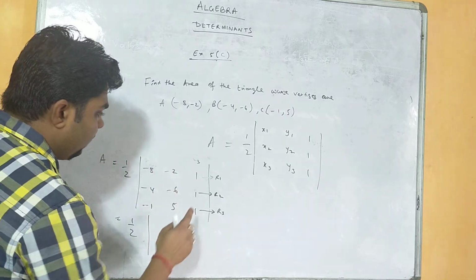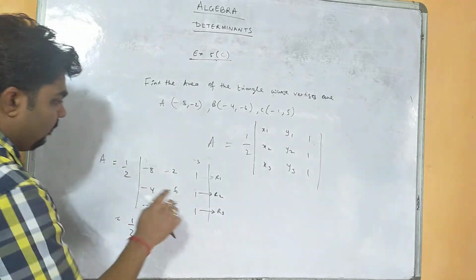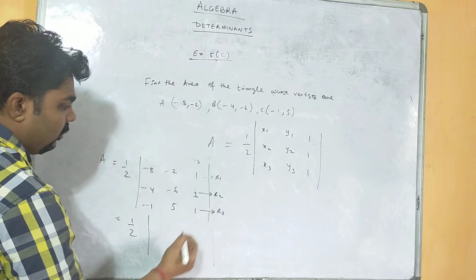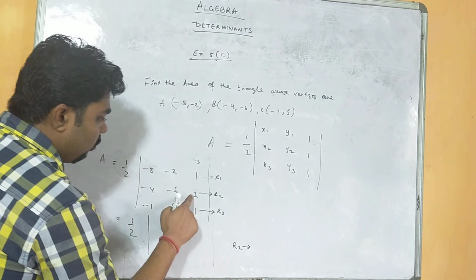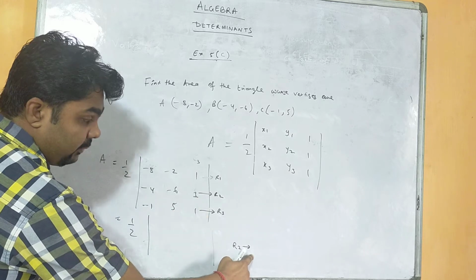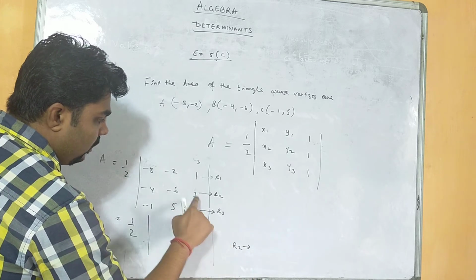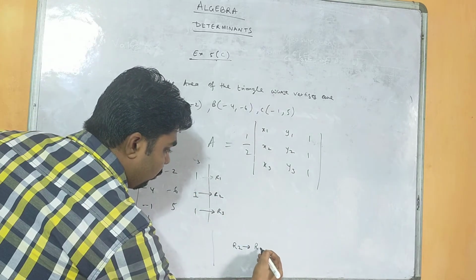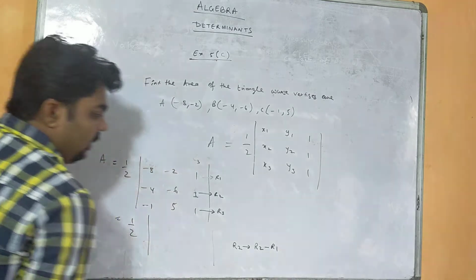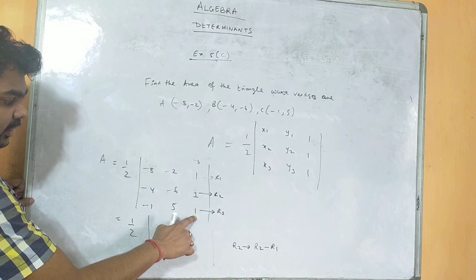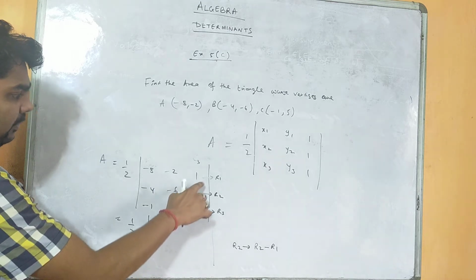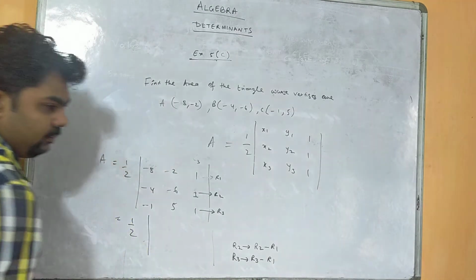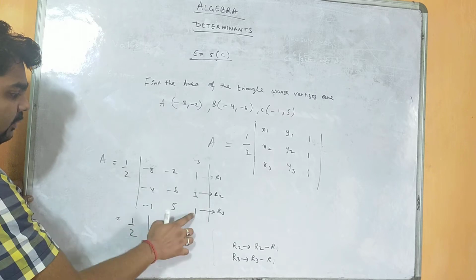So how are we going to make that? First I am keeping this one as it is, I am not making it 0, I am making this one 0. So if I need to make this one 0, what operation will we use here? This one is in R2, so R2 arrow, that means I am doing the operation in R2: R2 minus R1, that is 1 minus 1, 0. Similarly, I want to make this element 0, so R3 minus R1, that is 1 minus 1, 0.